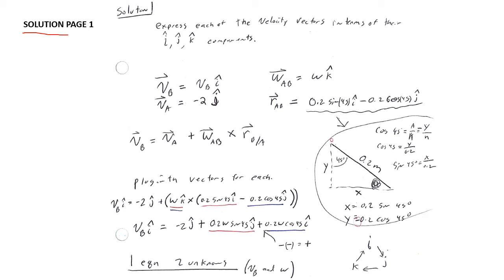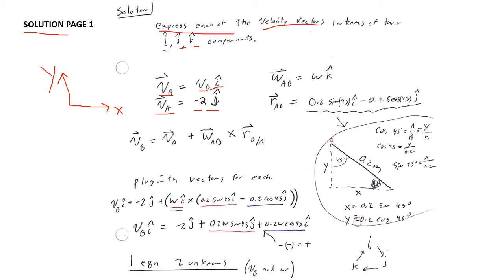As we begin our solution, the first thing we want to do is express each of our velocity vectors in terms of their I, J, and K components. We're going to break them down in terms of their components. Going back to our diagram, point B is constrained to only move in our positive x direction. So V sub B is going to be V sub B in our i hat direction. V sub A is moving down in our negative y direction, so this is going to be a negative 2 j hat. That's from our chosen coordinate system, where x is positive going to the right, and y is positive going up.